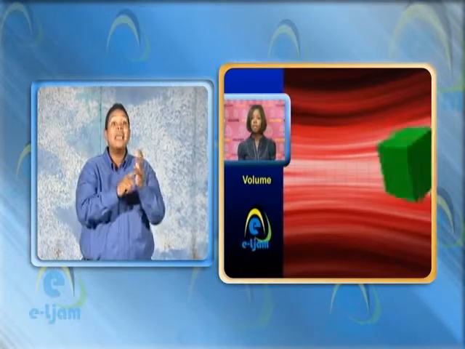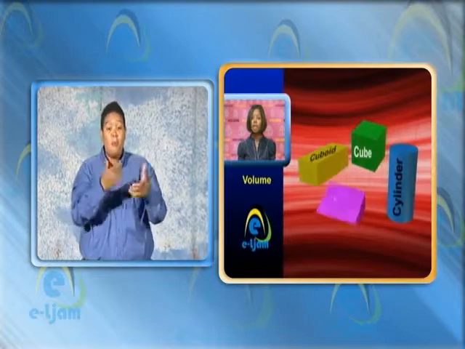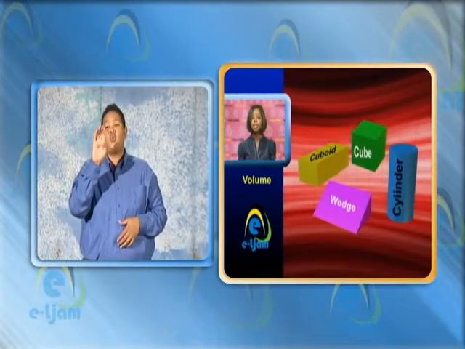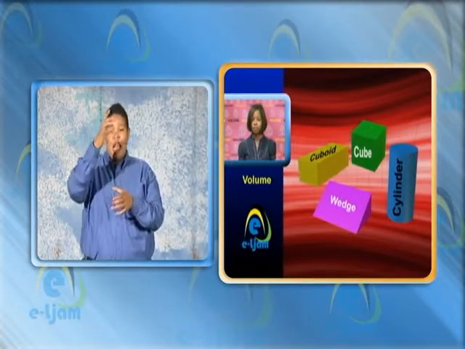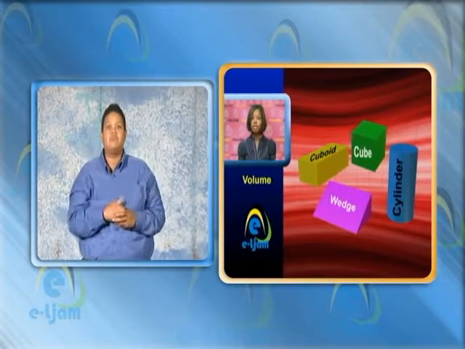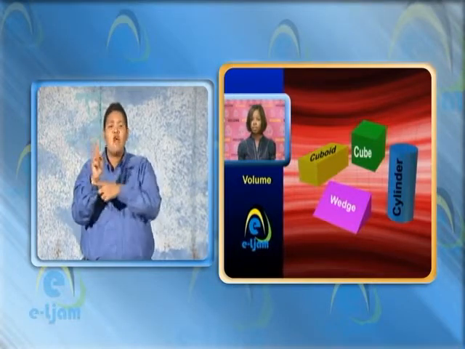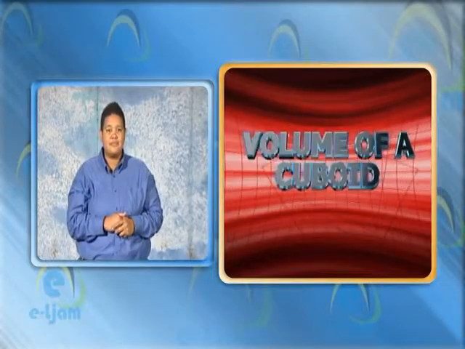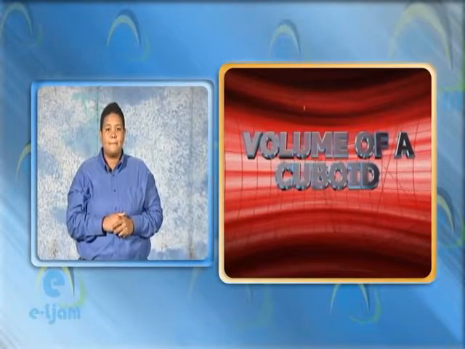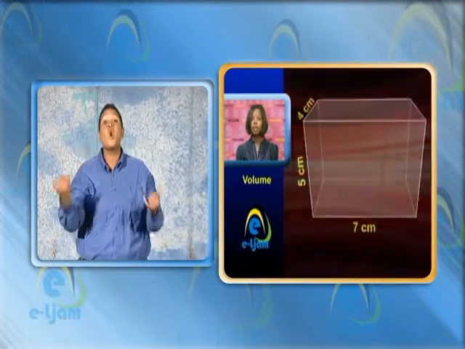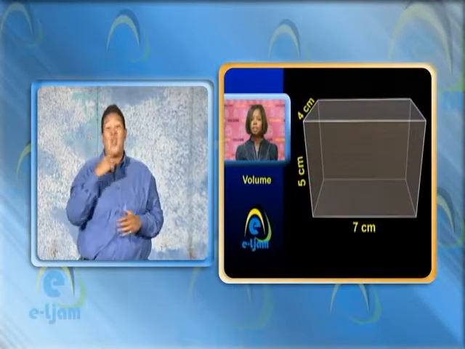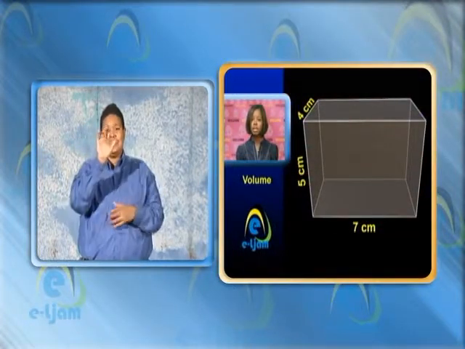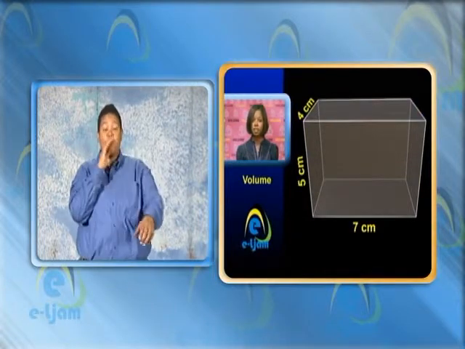Examples of solids which fall in the category of prisms are the cube, cuboid, cylinder, and wedge. Let's look at how to determine the volume of each of these objects. Let us use a cuboid which has length 7 centimeters, width 4 centimeters, and height 5 centimeters.